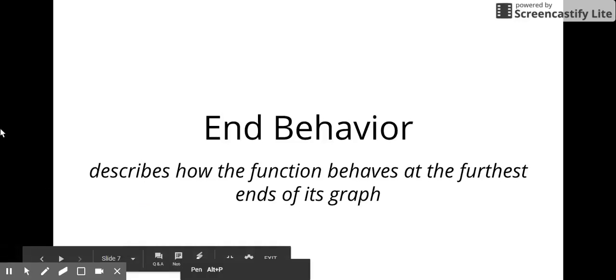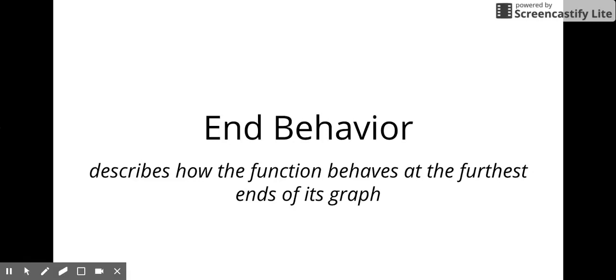So again, end behavior describes how your function behaves at the furthest ends of its graph. We don't care what's happening in the middle. We just focus on the end.